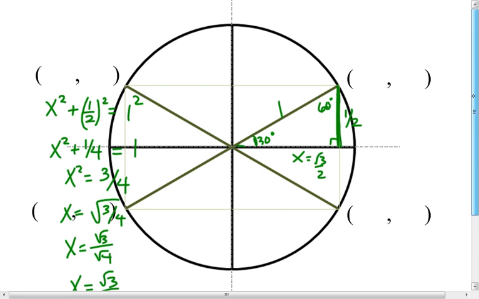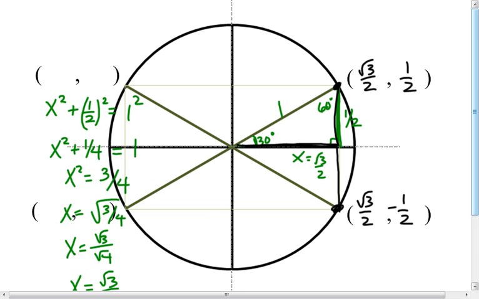Okay? So, now, to get up here, I am going to go square root of 3 over 2 to the right. Notice that's longer. That's a longer side. Square root of 3 over 2 to the right, and 1/2 up. So square root of 3 over 2 to the right will be positive, and 1/2 up will also be positive. Down here, I'll go square root of 3 over 2 to the right, and 1/2 down. Down would be negative. Okay, I think you can fill in the rest of these. I'm not going to take the time to do that, but that's how you generate it.